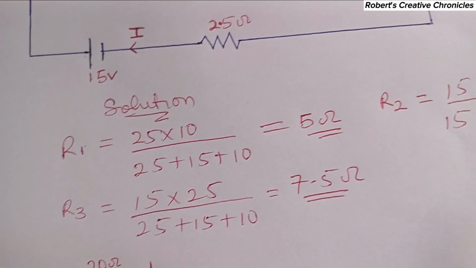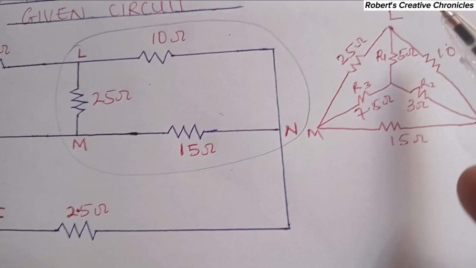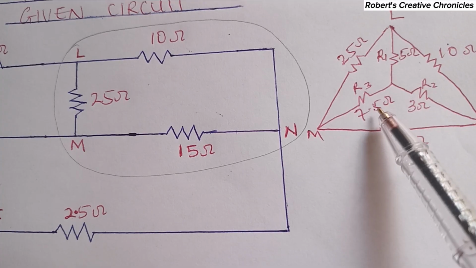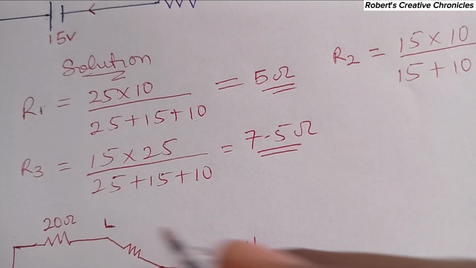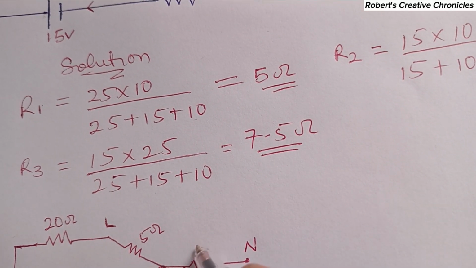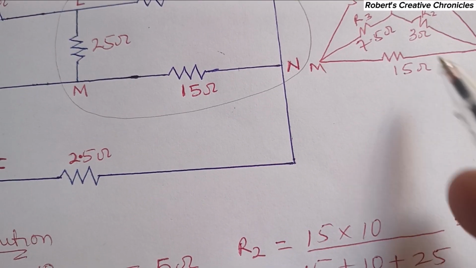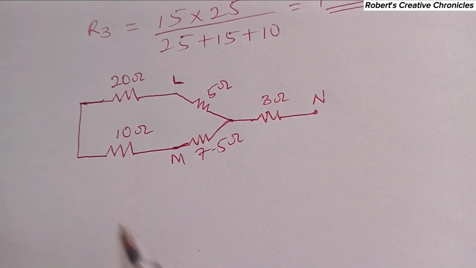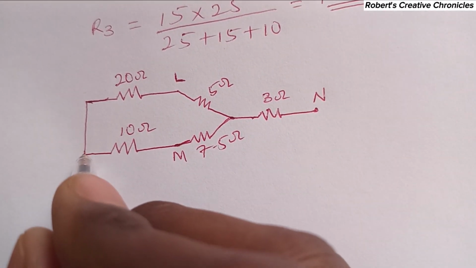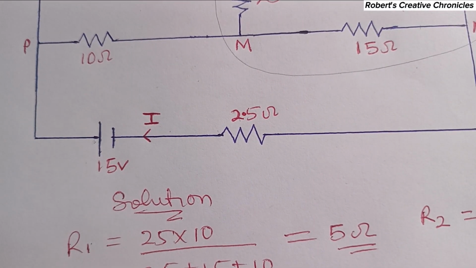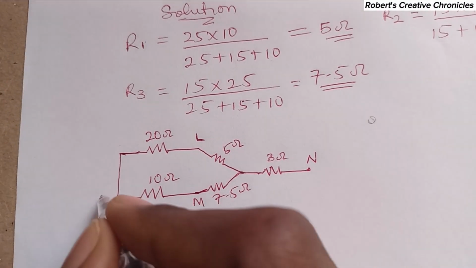So now this L is what? Here is 5, and here is 7.5. Then here is what? It is 3. Then the other one, here, okay, it's P. Here is P. So we'll put P here.